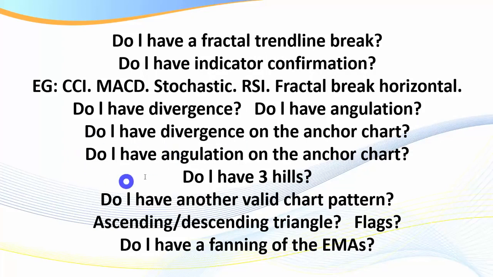Likewise, where I use an anchor chart, exactly the same thing. Do I have divergence and angulation? Not that I actually trade off the anchor chart, but I want to be aware. Now, do I have three hills? I'm going to show you this on the first chart, because when you get three hills or three waves, it's a good indication of a potential retracement. Now, you can have a big retracement or a big pullback after one, but once I start to get three, I'm going to become much more focused on what may be happening on my charts.